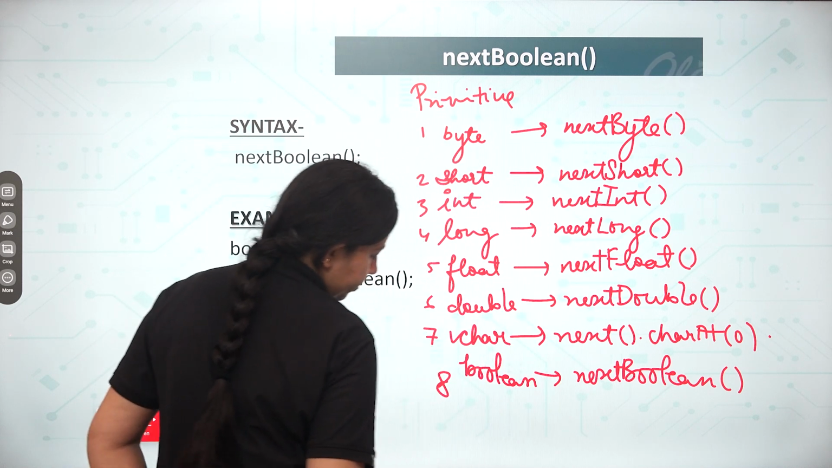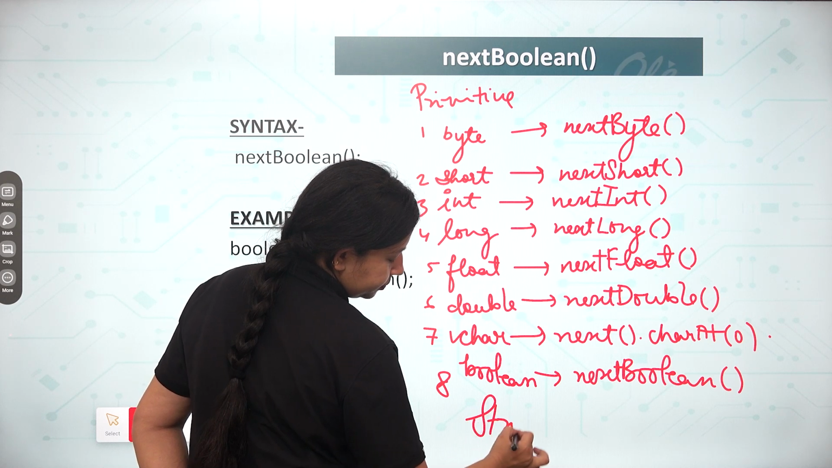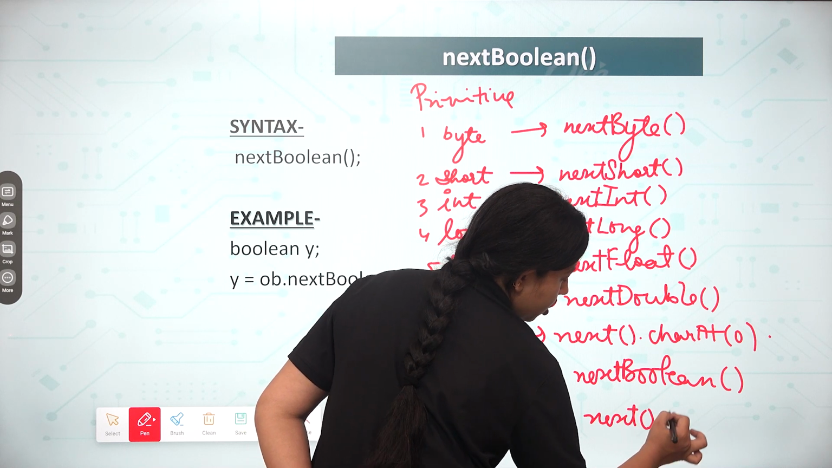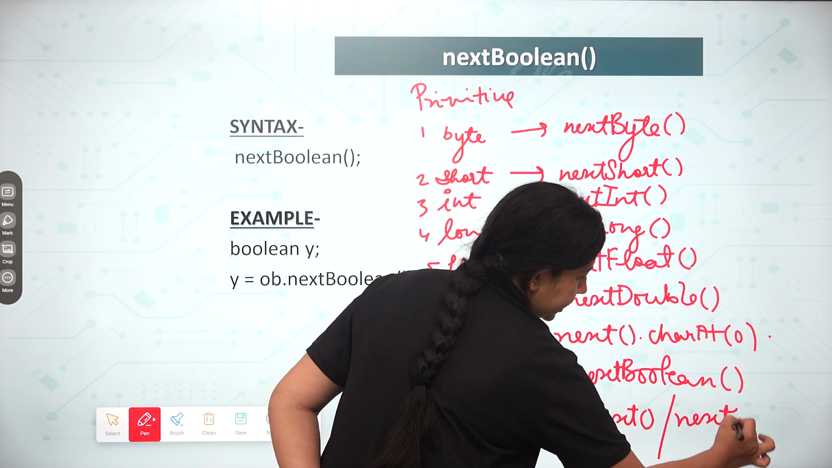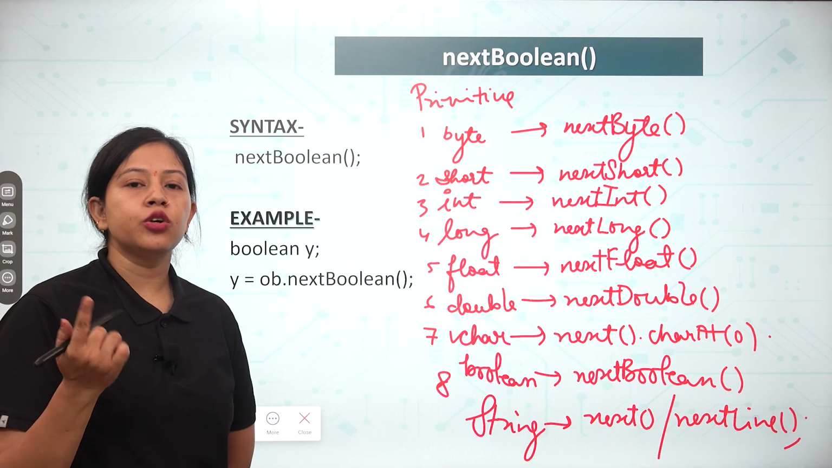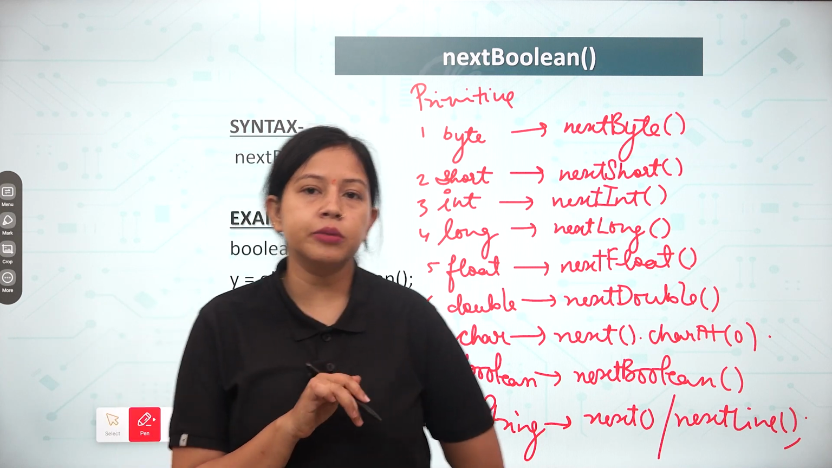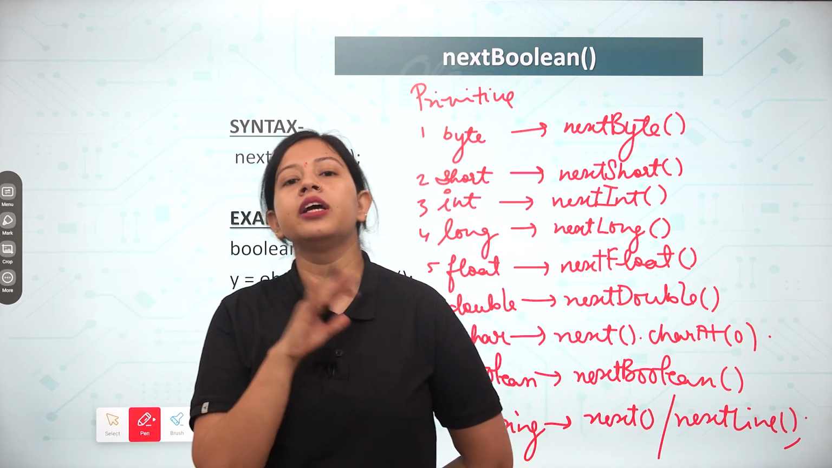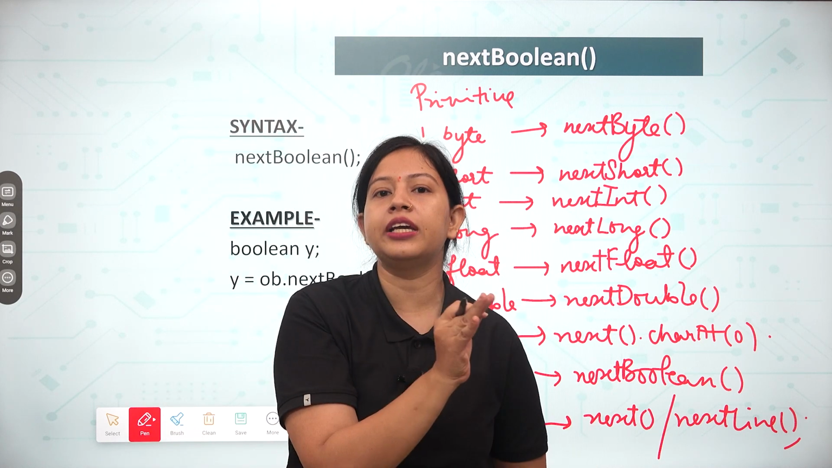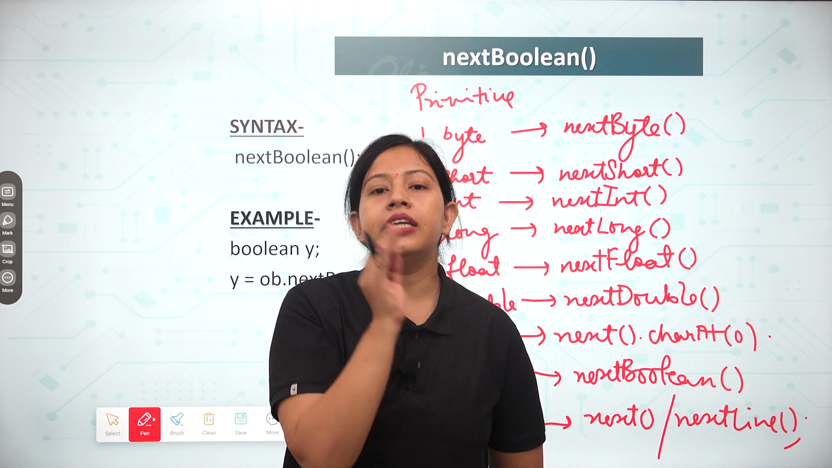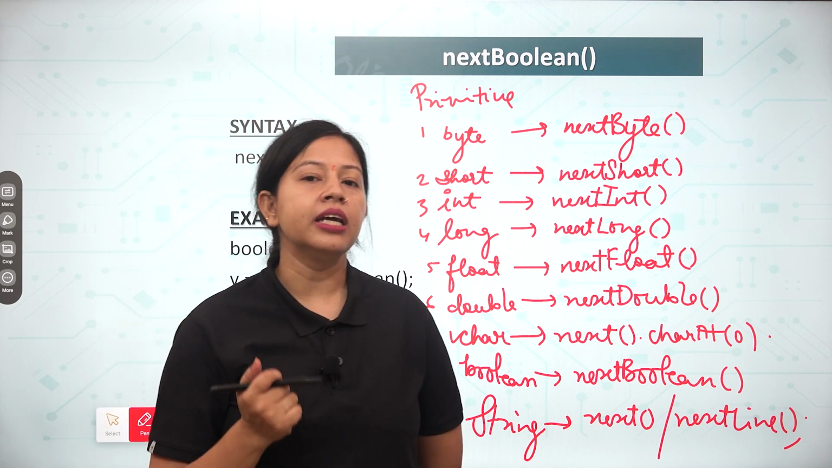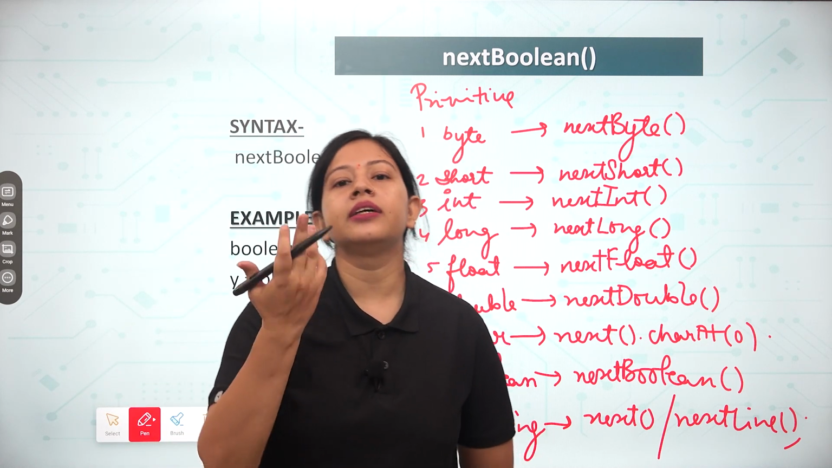And the last is the non-primitive one, that is String. For String we have next or nextLine. That's it. Two essential things. First, don't forget to import the package inside the program. Other one, don't forget to create the object of the scanner class, because all these methods can be accessed only when you create the object of the scanner class, and you can call them with the help of that object followed by the dot operator, then the method name.